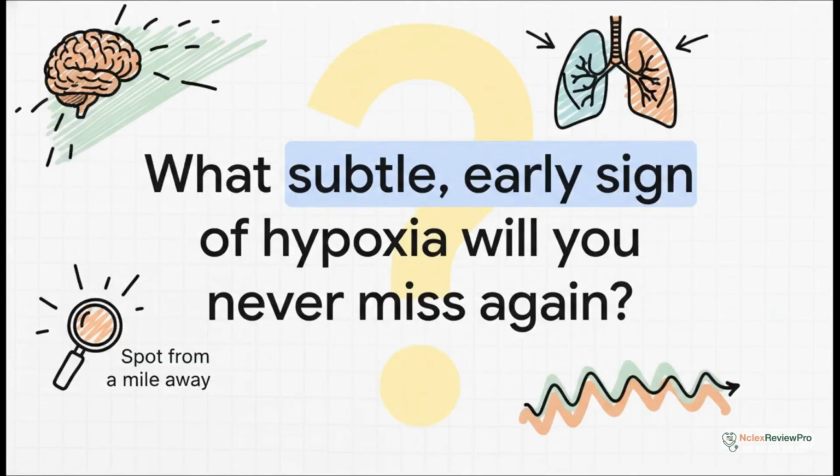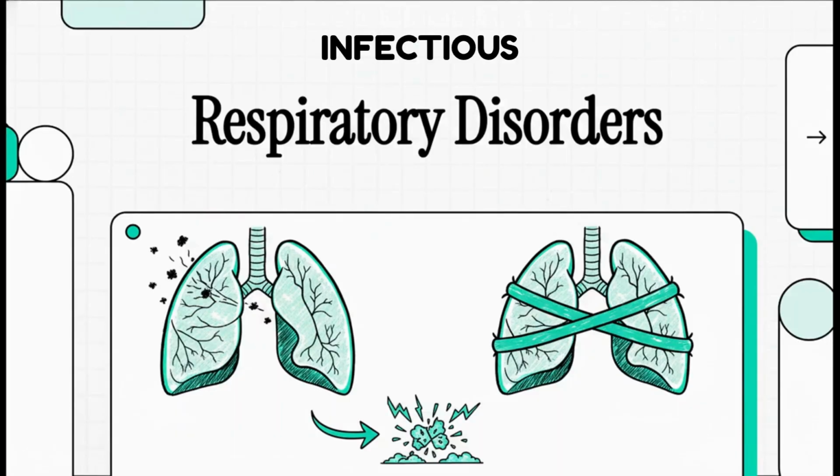And we'll end with this question for you to think about. What is that one sign, that subtle change in their mental status, that little bit of restlessness that you will now be able to spot from a mile away? Because your ability to recognize that early sign of trouble, that's what makes you a safe, effective, and NCLEX passing nurse. We're going to explore the disorders that either fill our lungs with gunk or squeeze them so tight they just can't expand.